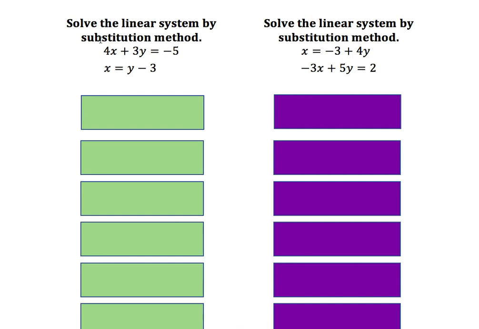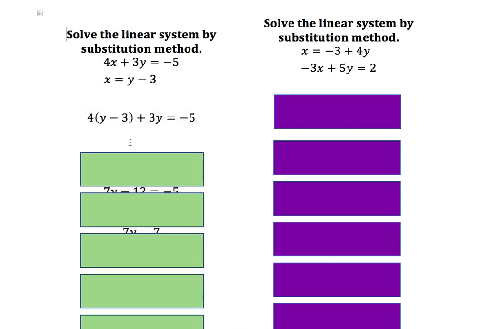This time I'm going to use the substitution method, and the reason why I chose substitution is because in both cases one of my equations is solved for one of my variables. So here I have x is equal to y minus 3. Here I have x is equal to -3 plus 4y. In both of those, I'm going to substitute what my x variable equals into the other equation for x, and I'm going to solve for y.